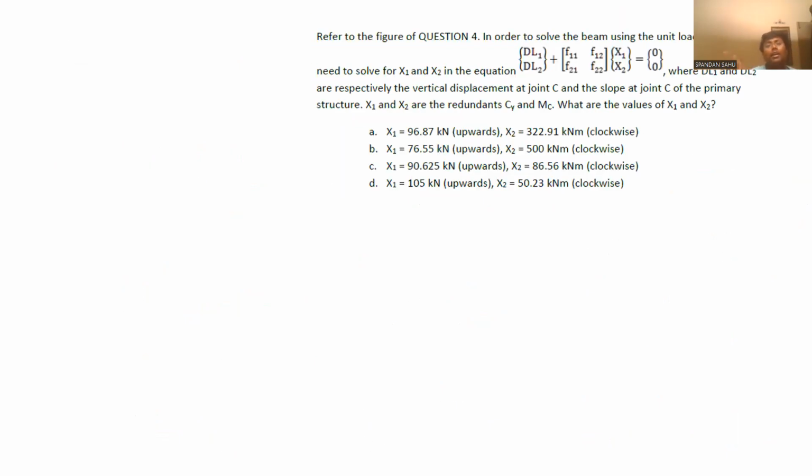Now, the same thing. You got DL1. You got this matrix: F22 is 20, F11 is 2666, F12 is 200. And DL1, what was the DL1 value? What was the DL1 value?